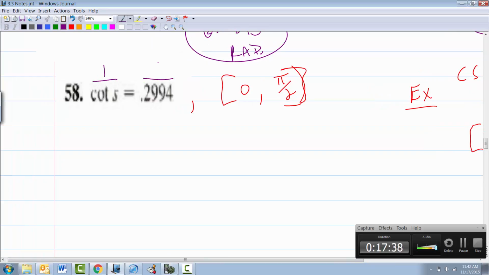And it's not the same. This is what I taught you to do. First thing is get your equation ready. Whatever I do to one side, I do to the other. So 1 over both sides. I know it's weird, but what's 1 over cotan? Tan. And then this is tan of 1 over 0.2994. Then you inverse tan this.